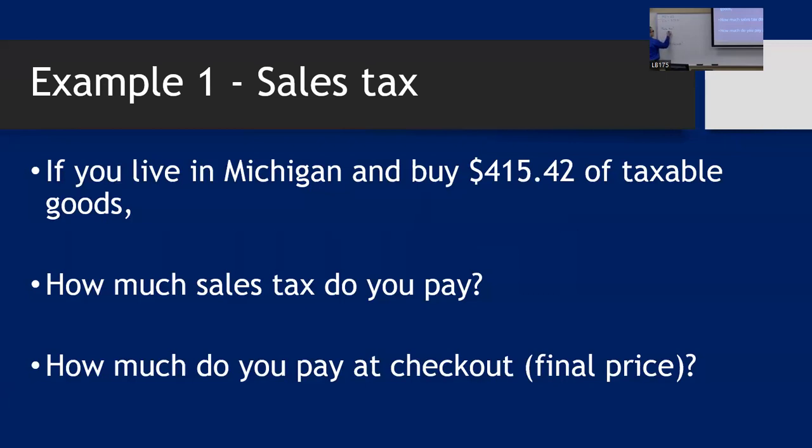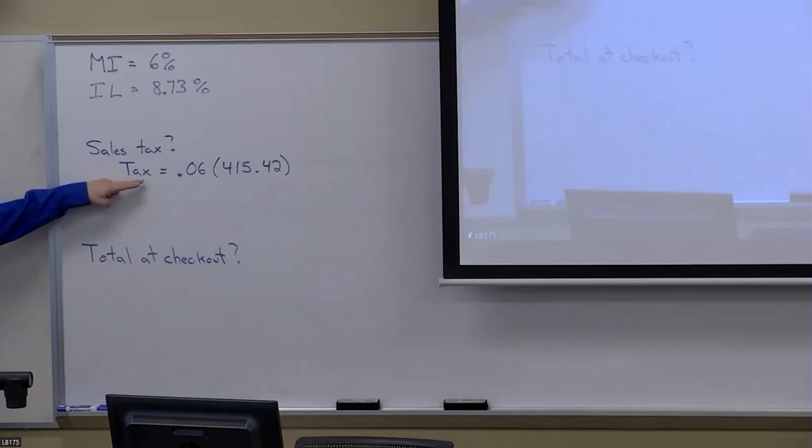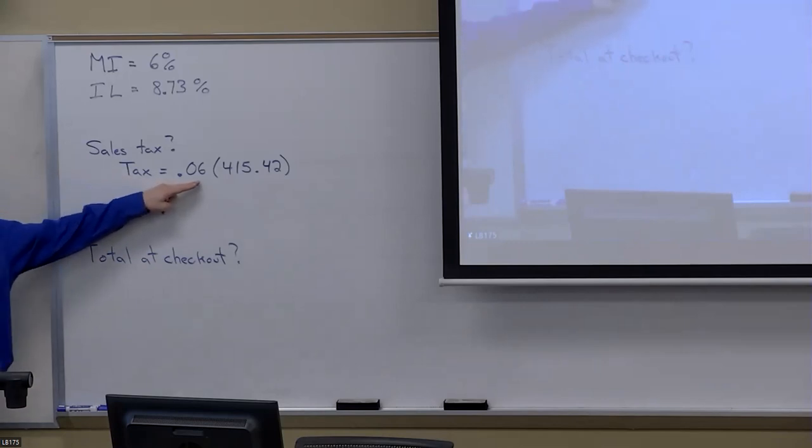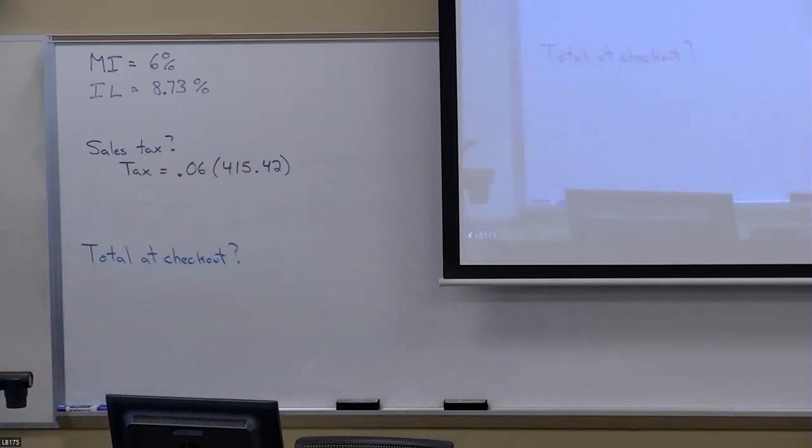And the sales tax is just going to be my rate of 6% multiplied times my original amount, which is $415.42. So the sales tax is just 0.06 times 415.42. I typed that in on my calculator.